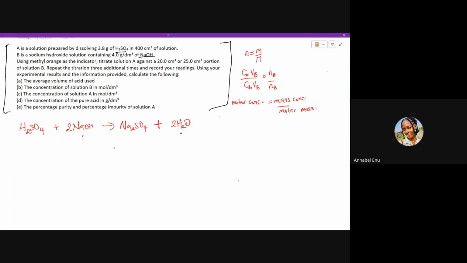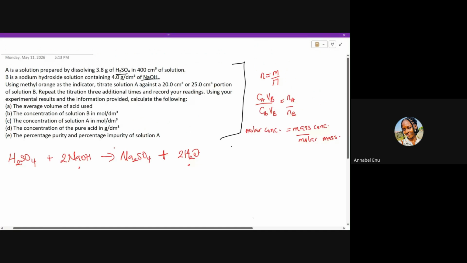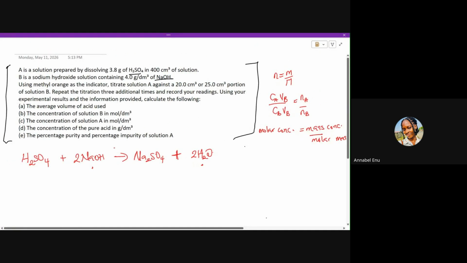I said, A is a solution prepared by dissolving 3.8 gram of H2SO4 in 400 centimeters cube of solution. Don't fret by all these many values given to you. Now B is sodium hydroxide solution containing 4 gram per dm cube of sodium hydroxide, okay?